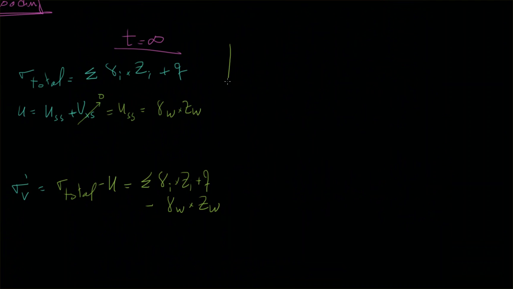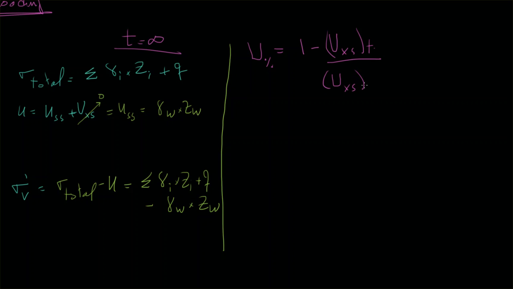Okay, we could now define the rate of consolidation U percentage to be equal to 1, which is 100%, minus U_xs at a certain time over U_xs at time equal to 0. Okay, so U_xs at time equal to 0 is equal to the surcharge, and U_xs at time equal to infinity equal to 0. So let's try it out.